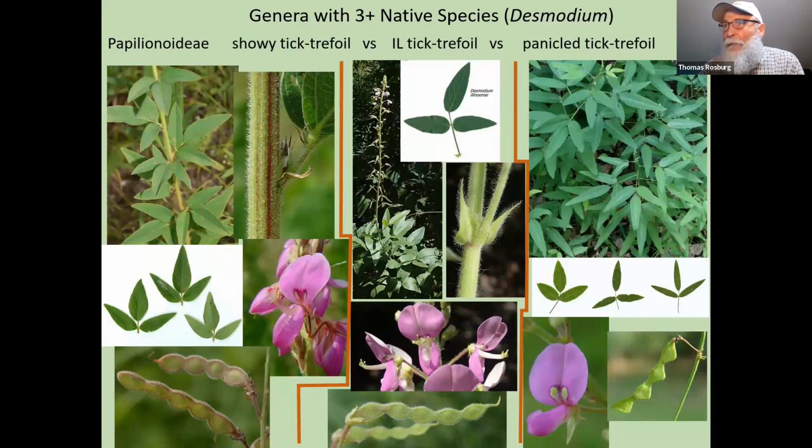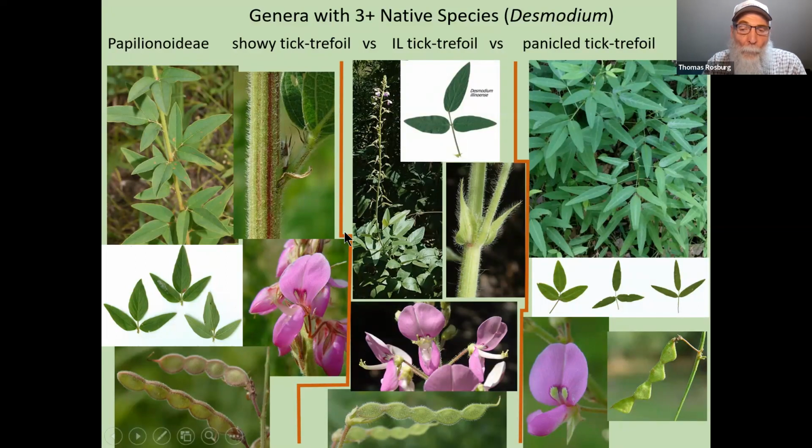Next one is some Desmodiums. Now there's more than 3 Desmodiums in Iowa, but these are the 3 they're most likely going to see, and so the 3 that you should learn. Desmodium canadense, which is showy tick trefoil, Desmodium illinoisense, Illinois tick trefoil, and Desmodium paniculatum, panicle tick trefoil. These 2 grow in prairies. Panicle tick trefoil is more likely to be in open woodland, closed savanna, a little bit more shade.